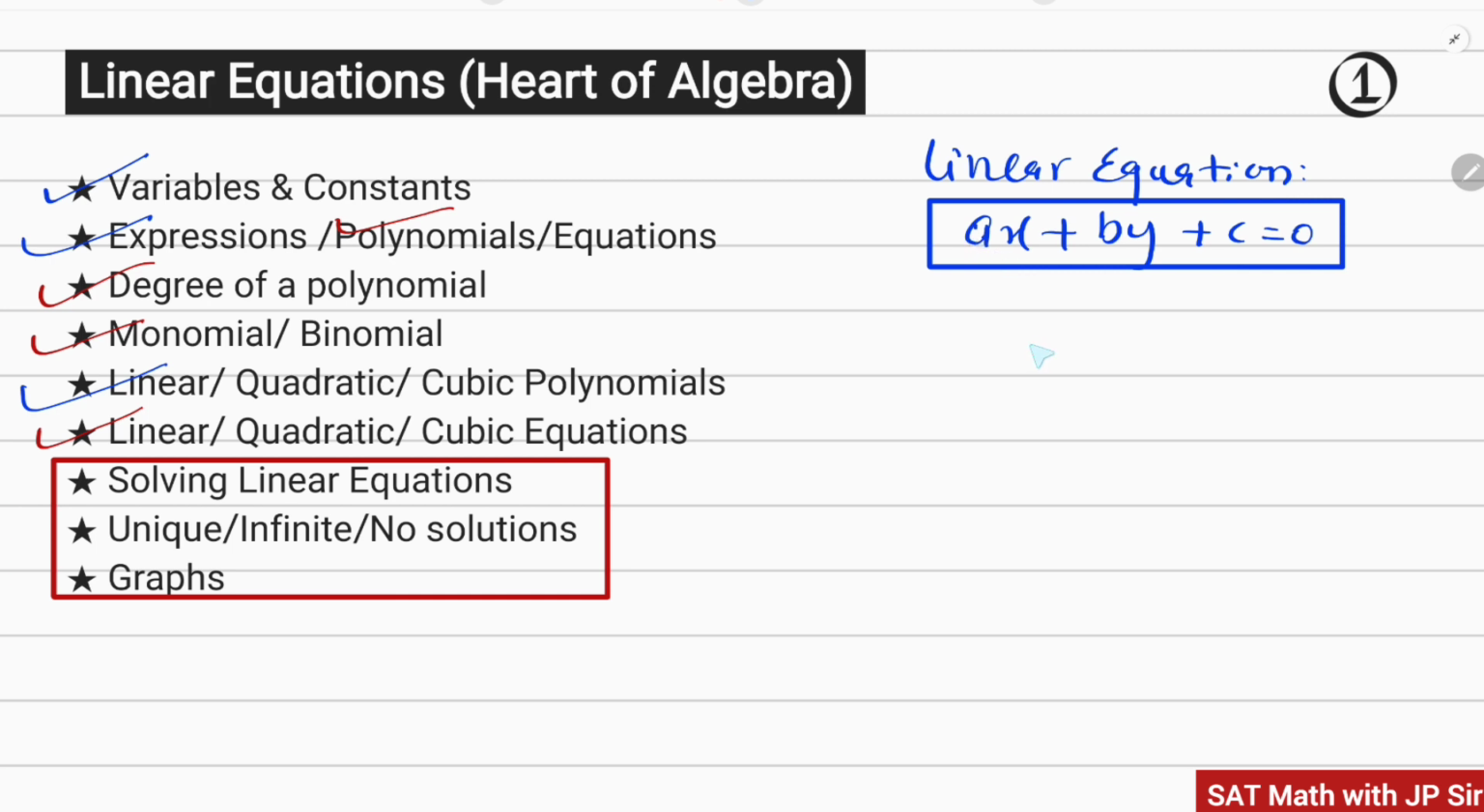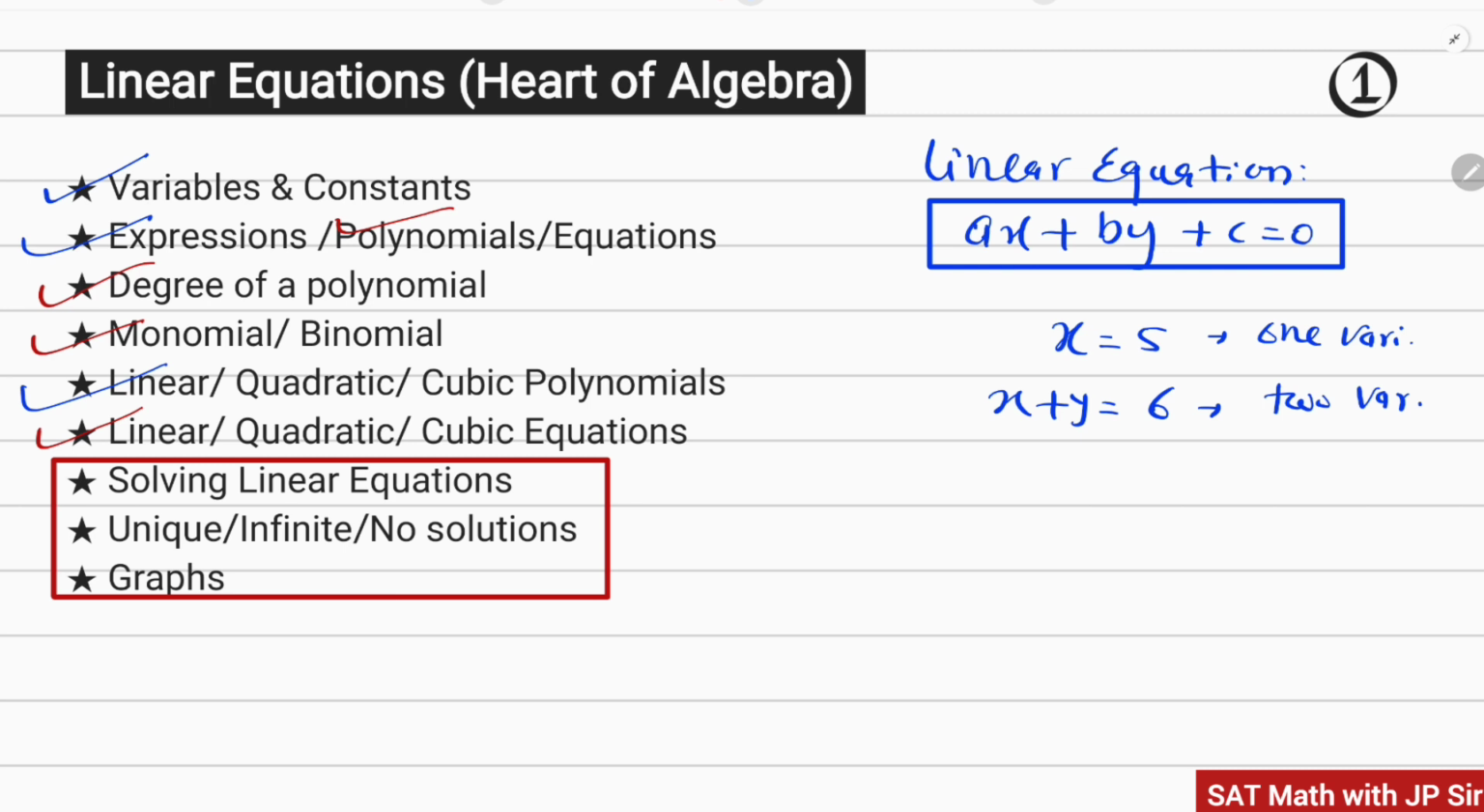We can have a linear equation in one variable. For example, x equals to 5 is a linear equation in one variable. If I write x plus y equals to 6, it is a linear equation in two variables. Got it?